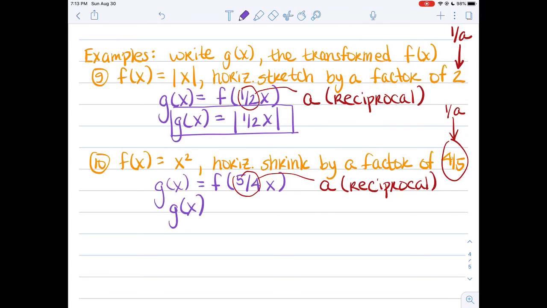G of x then is equal to, we need to substitute x squared. So anywhere that we see our x, we're going to change it to 5/4 x. And then we need to square that. So again, the 5/4 is on the inside of the grouping symbol, in this case parentheses, and our squared is on the outside. That entire piece, 5/4 x, gets squared.